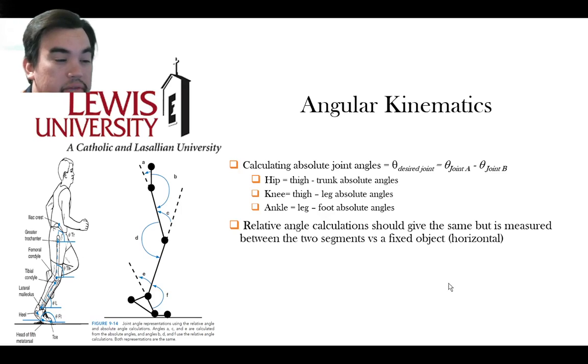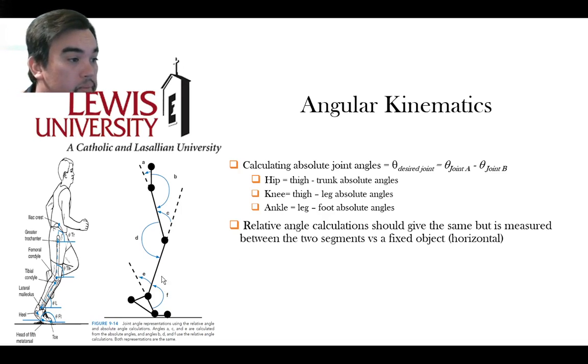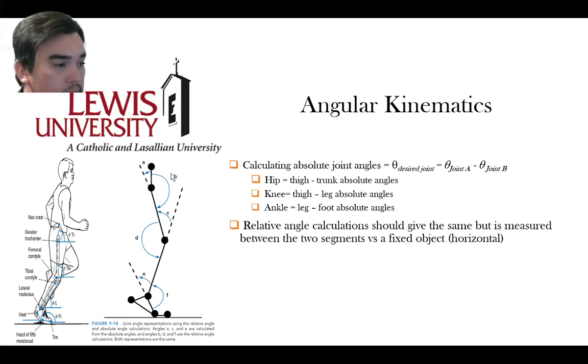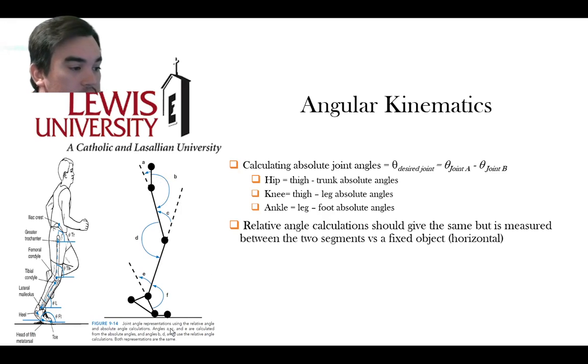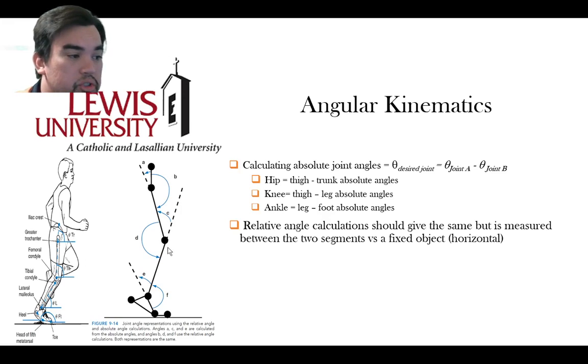Relative angle calculations should give the same, but it's measured a little bit differently, between two segments versus a fixed object. Okay, so what does that mean? That means that if you look at the picture to the right, it's the same, right? See, I wrote it in 9-14. This is again from the Hamill book. If you look at angles A, C, and E, they're all absolute angles. So angle A here, C here. You see how it's got the dotted line to show the horizontal or the fixed point that it's trying to reference. I know I said earlier that it's a horizontal because that's what it looks like in this picture, but really you're just using any fixed point, and that's what you use as your reference.